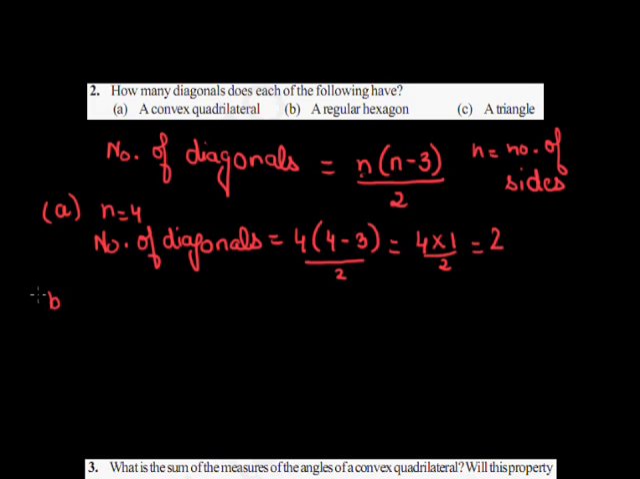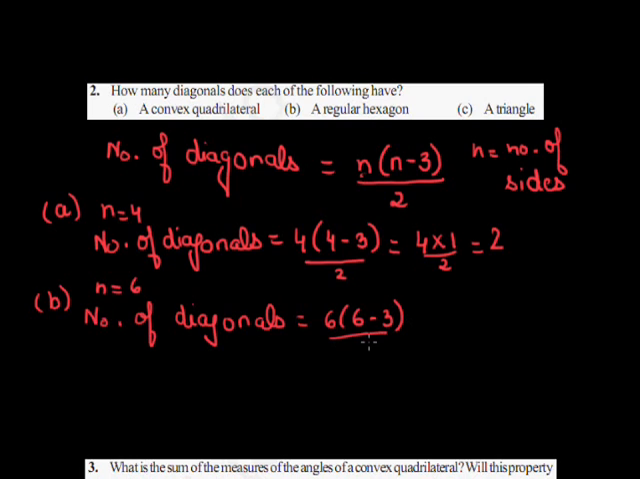Second part, the B part, we have to find the number of diagonals in a regular hexagon. If we talk about the regular hexagon, hex means 6, so the value of n, that is number of sides, is equal to 6. I have to put the value of n equal to 6 in the formula, that is n into n minus 3, 6 into 6 minus 3 upon 2, that is equal to 6 into 3 upon 2, that is equal to 9. So the number of diagonals in the regular hexagon is 9.